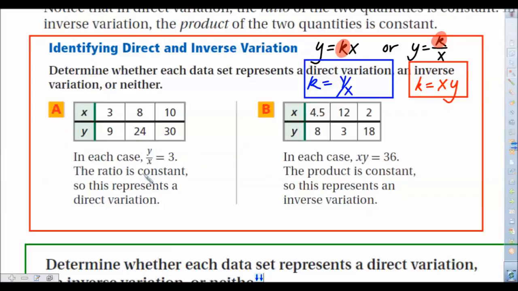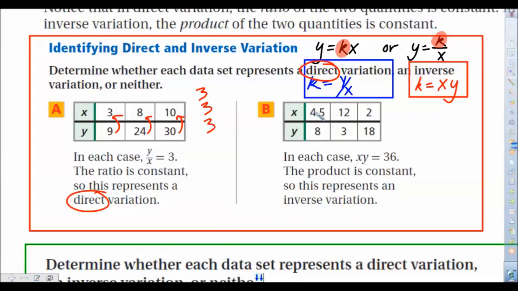So when you look at this first data set here, notice that in each case y divided by x is 3. When you take 9, divide it by 3, you get 3. When you take 24, you divide it by 8, you get 3. You take 30, divide it by 10, you get 3. So because we're taking y and dividing it by x each time and getting the same value there, that's why this function here is showing direct variation.